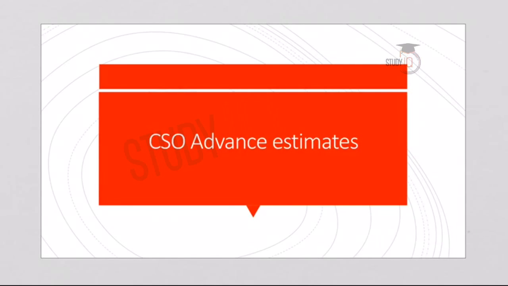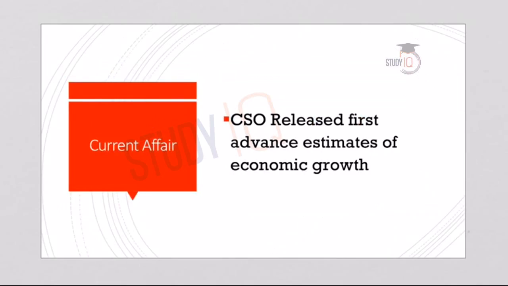I am Joycey Joy and today in this lecture we will discuss the advanced estimates of the CSO, the Central Statistical Office. So let us first understand what the current affair is. The Central Statistical Office, or the CSO, has recently released the first advanced estimates of economic growth of India. So with this current affair we will analyze what the advanced estimates are according to CSO.